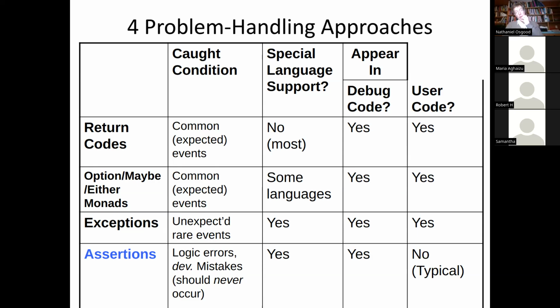So assertions are also a way of handling things that go wrong, things that are problematic, that are not according to plan. But they handle a very specific type of thing that goes wrong. They handle logical errors. They handle cases of programmer oversight, mistakes that should never occur.